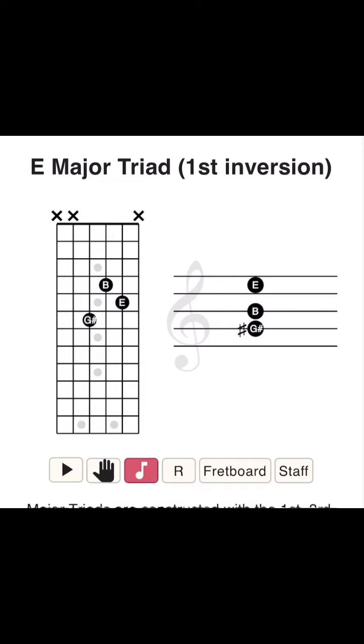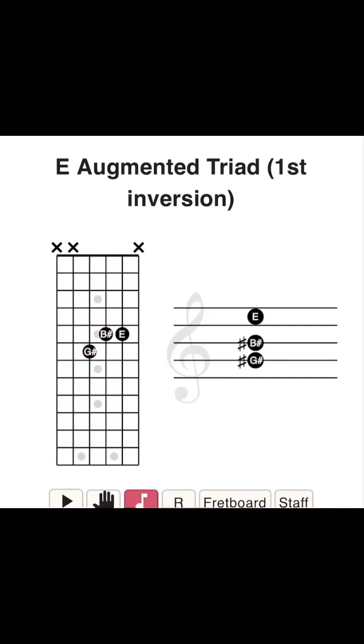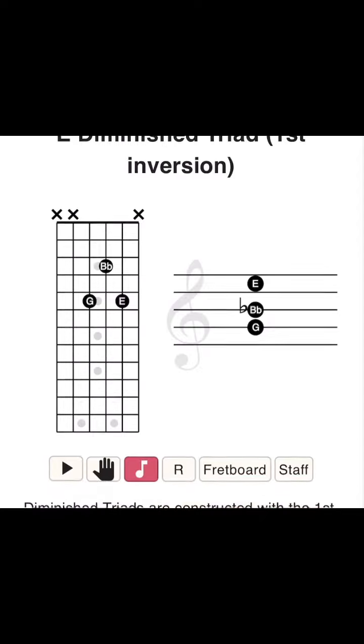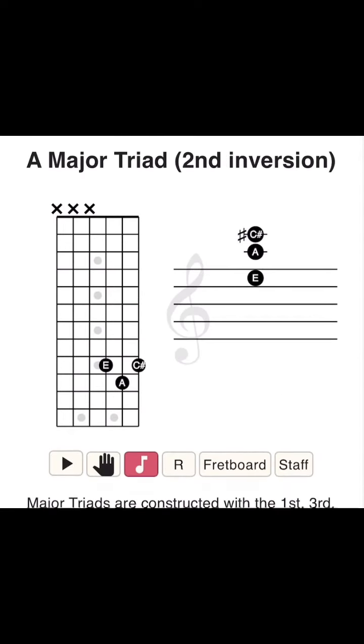First inversion is when we take the third of the chord and make it the bass note. So, if we take an E major triad, E, G sharp, B, in first inversion, we'd arrange it as G sharp, B, and E. Let's look at what these different triad types look like in first inversion. Major, minor, augmented, diminished.